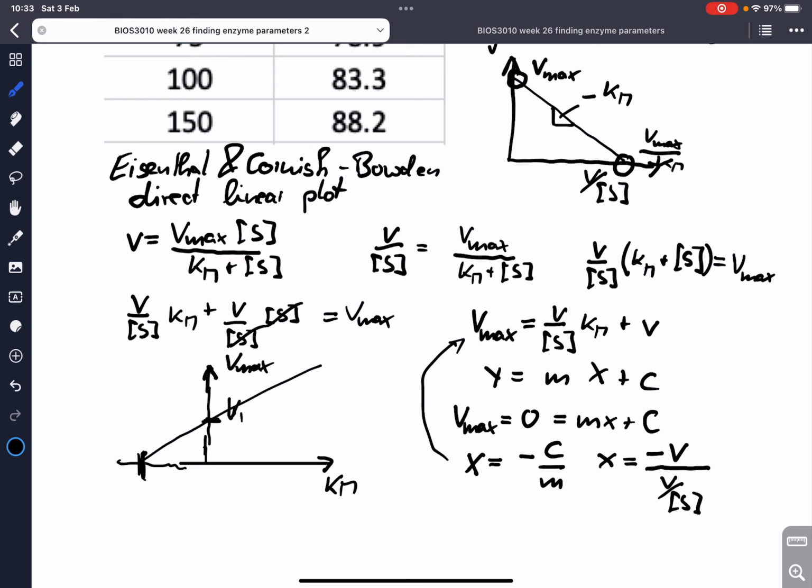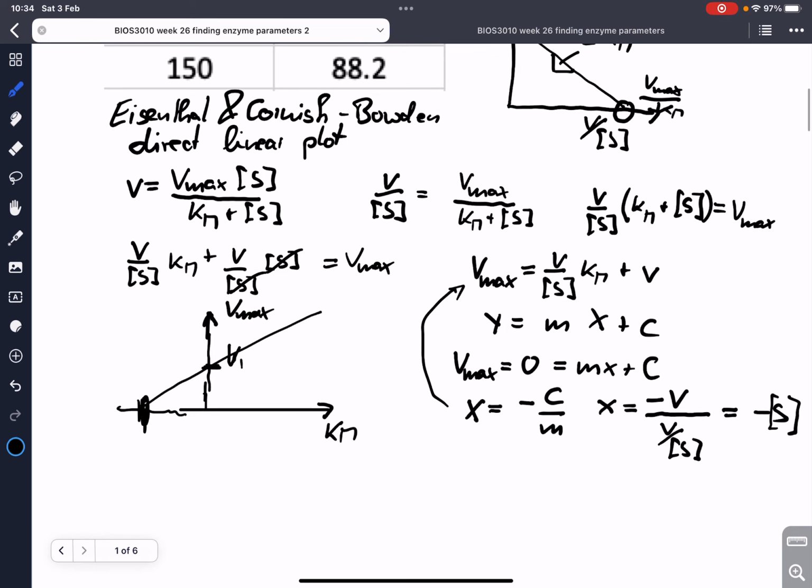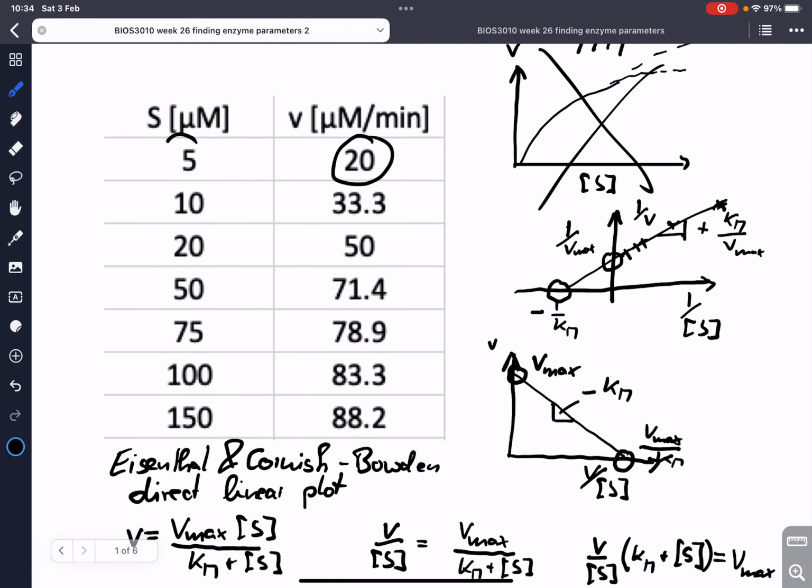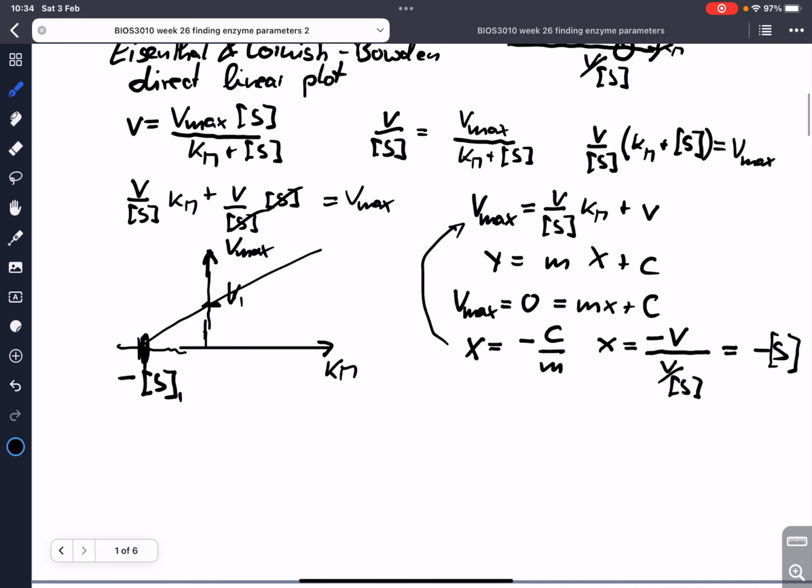And if we just use basic algebra, we find that this point here, this x, would be negative s, the negative substrate concentration. So here we have minus S1, that is the corresponding substrate concentration. So here we have 20 and minus 5. So that gives us a nice sort of idea how we can do this plot.